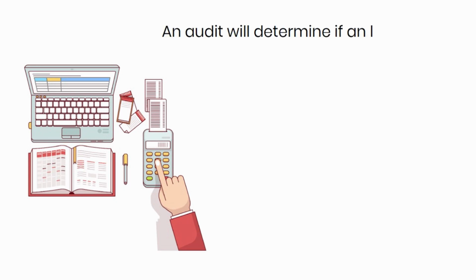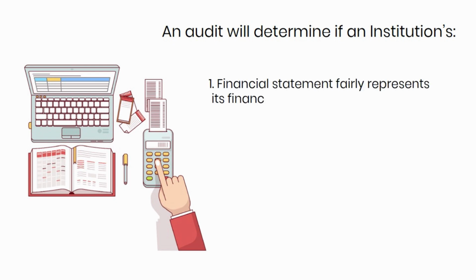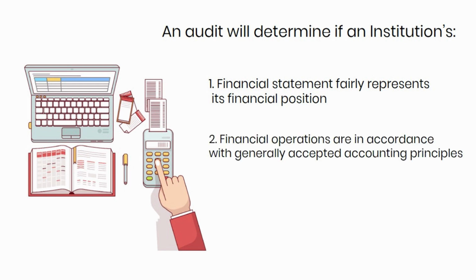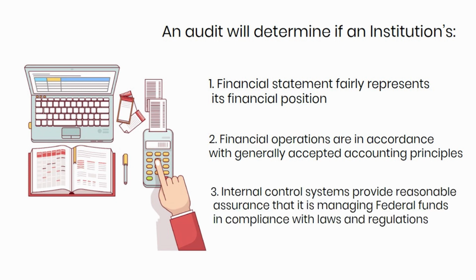The objective of an audit is to evaluate the integrity of an institution's financial data. The contracting auditing firm will assess CACFP's financial operations. Specifically, an audit will determine if an institution's financial statement fairly represents its financial position, financial operations are in accordance with generally accepted accounting principles, and internal control systems provide reasonable assurance that it is managing federal funds in compliance with laws and regulations.